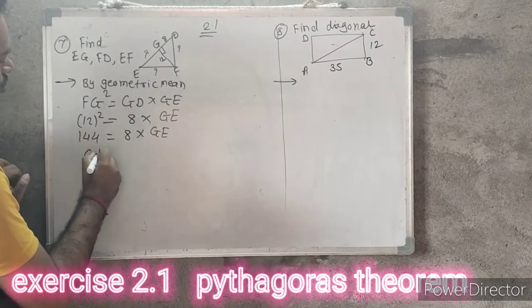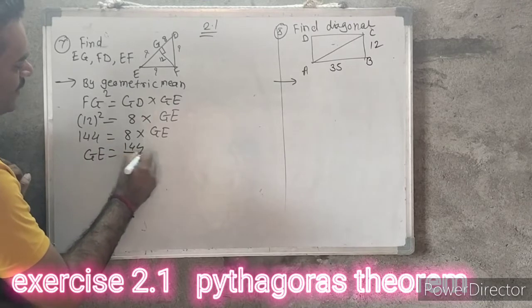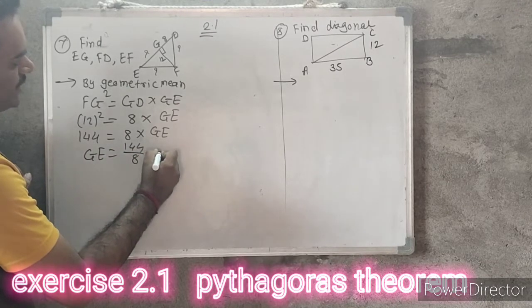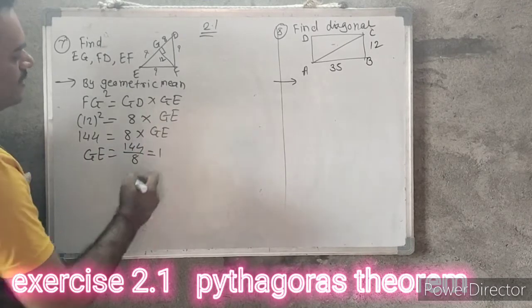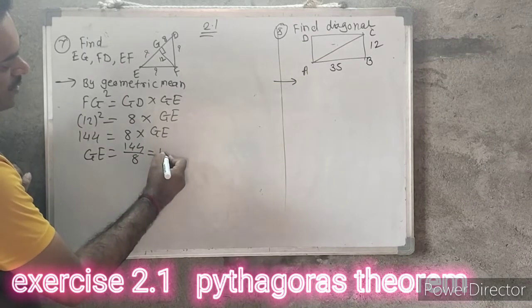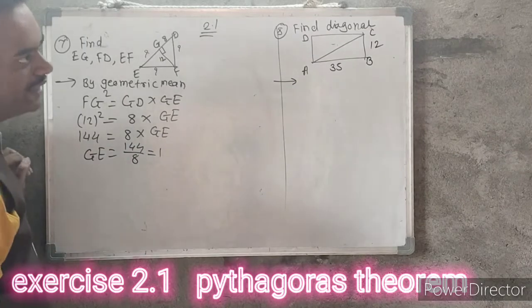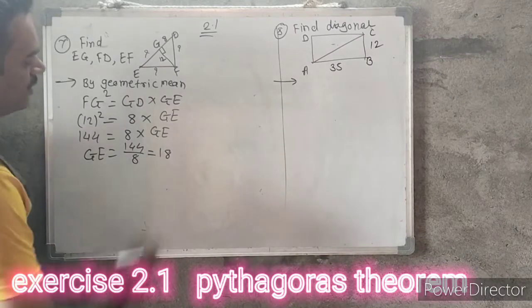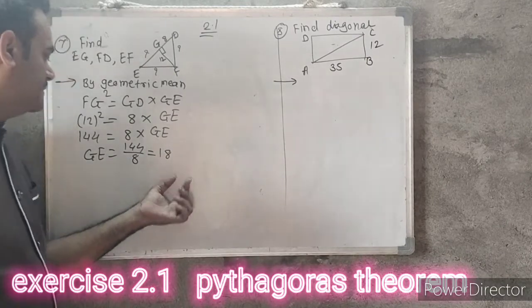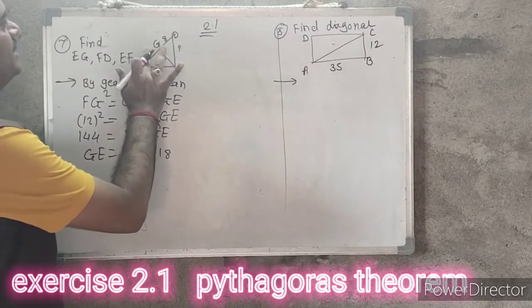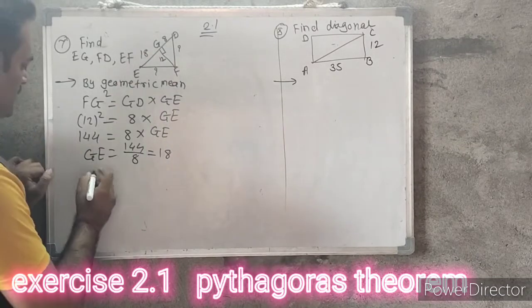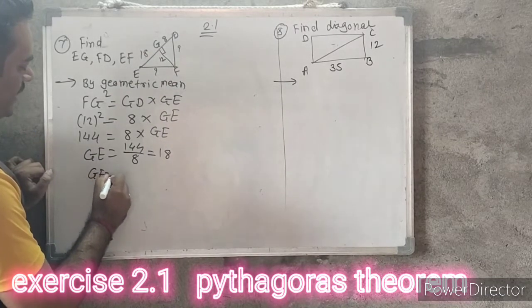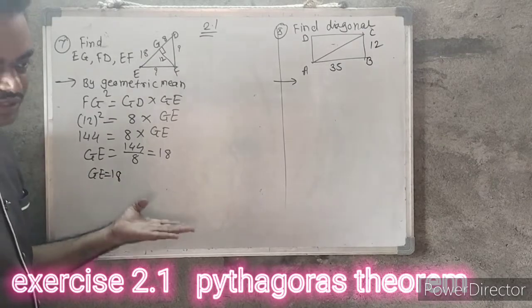So GE is equal to 144 divided by 8. What is the answer? 8 ones are 8. Okay, 6 रह गया, 64. Then 8 5s are 40... 8 6s are 48, 8 7s are 56, 8 8s are 64. Okay. So 18 is the answer for GE. आपको अब GE मिली, कितनी है? 18. So GE is equal to 18 units or centimeters.